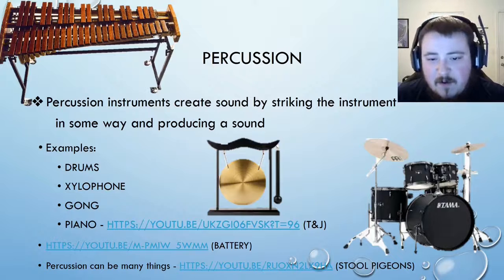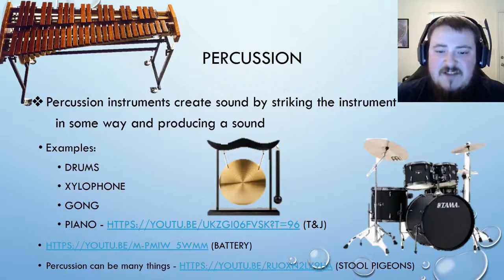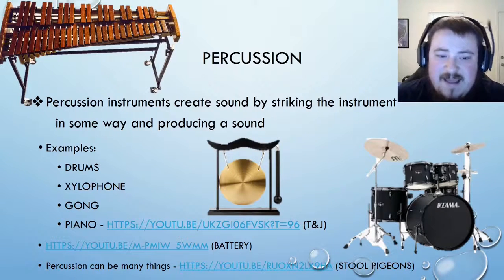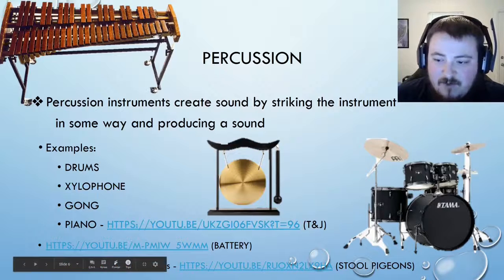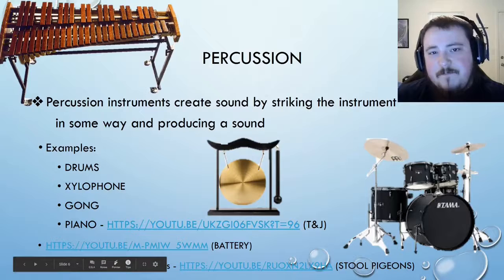This here is a gong. It's just a piece of metal. It's a disc of metal that when someone hits it with that mallet, it makes a crashing sound. So you get sound by hitting the instrument. So it's percussion. Same here with drums. You have to hit the drum to get sound out of it.